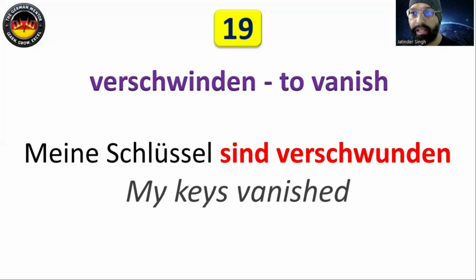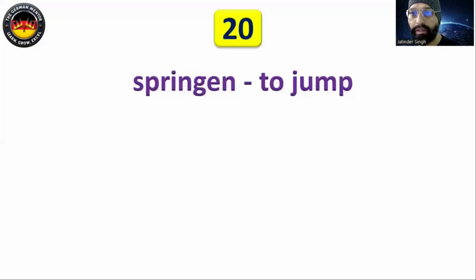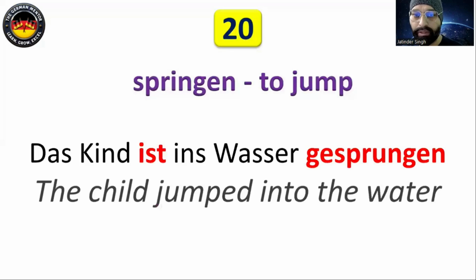The next one, number 20, springen, which means to jump. Das Kind ist ins Wasser gesprungen. The child jumped into the water. So there is a movement from one place to another place. Springen changes to gesprungen in the past form.